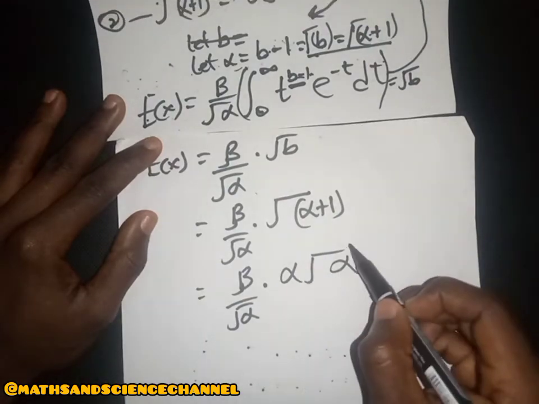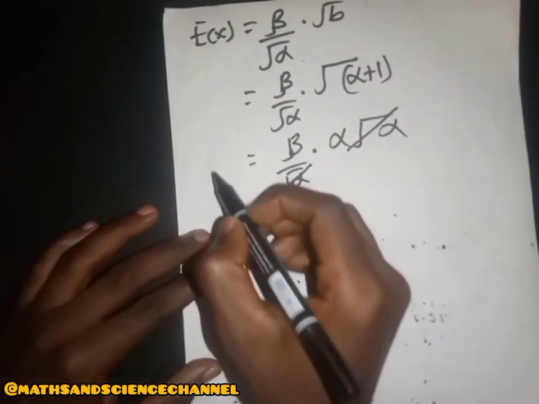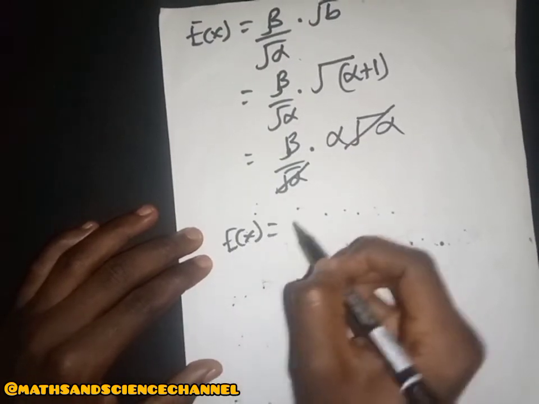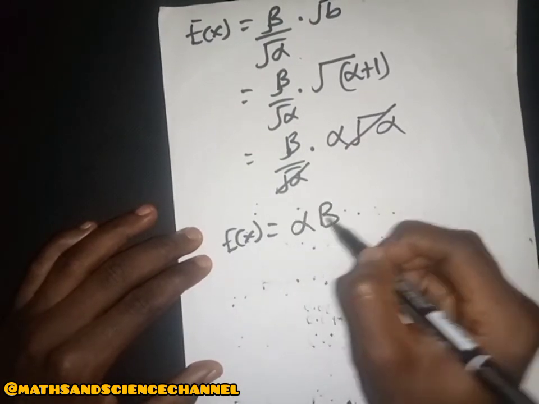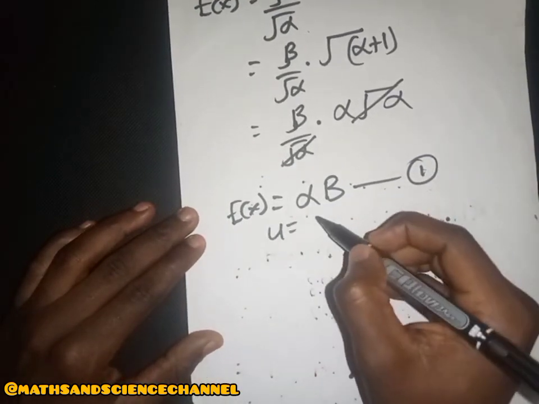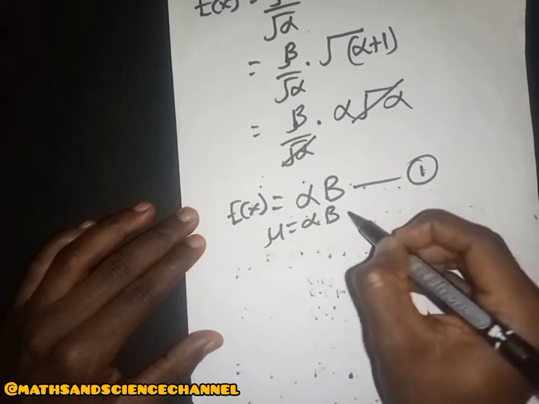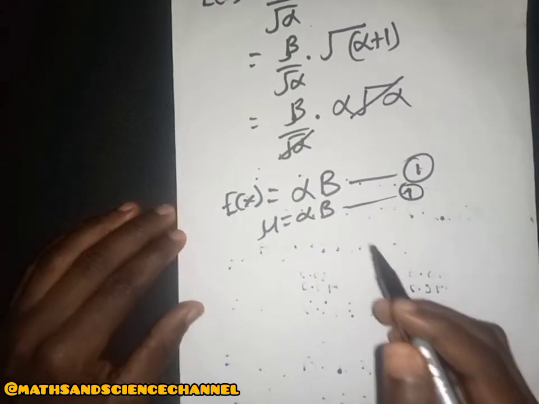So in this case, the gamma of alpha cancels the gamma of alpha, and from here we have our E of x being equal to alpha multiplied by beta. Let's call this equation 1, which is basically equal to the mu, right? Mu here equal to alpha times beta, so that is basically equation 1.